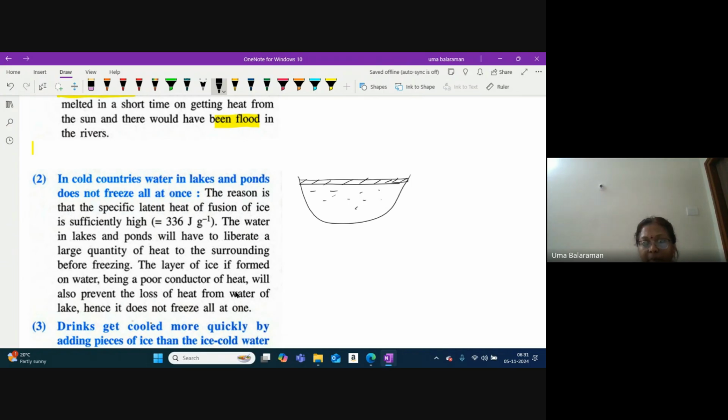The water in lakes and ponds will have to liberate large quantity of heat to the surrounding before freezing. The layer of ice, if formed on water, is a poor conductor of heat. So ice is a poor conductor. So it prevents further loss of heat. So it does not freeze. The entire water body is not freezing. So the fish can still live.